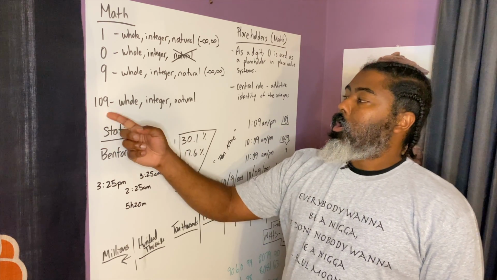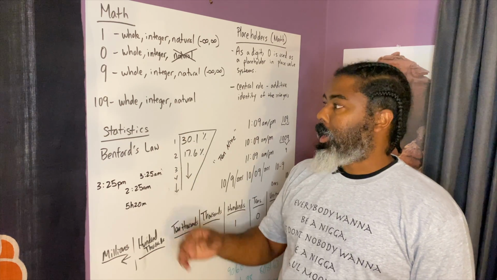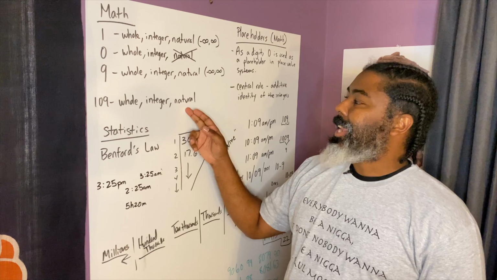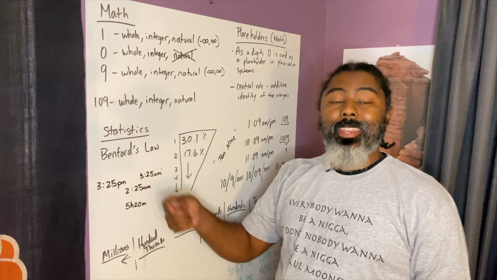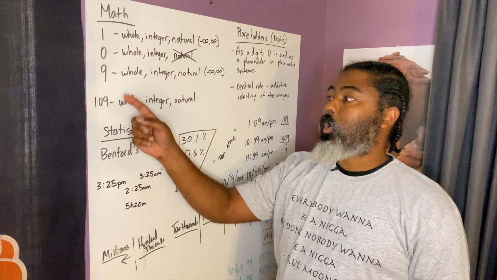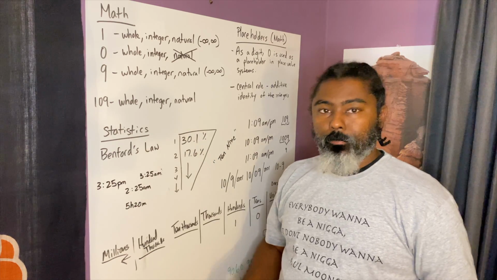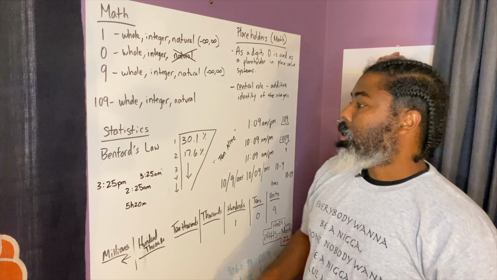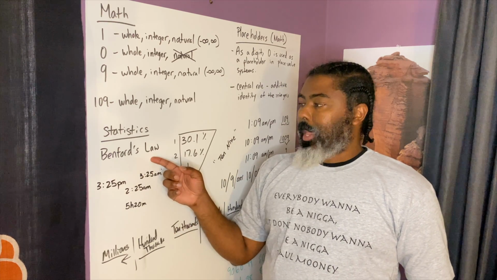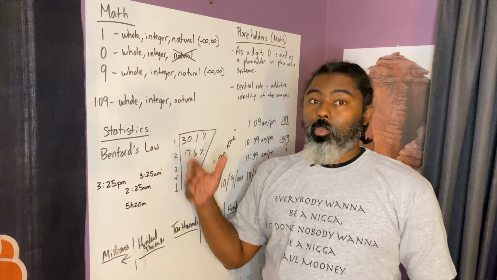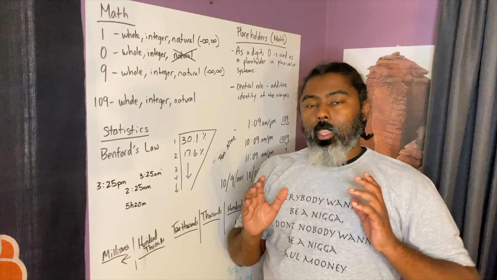So taken together, 1, 0, and 9, that's the whole concept, right? Whole, integer, and natural number define what 1, 0, and 9, 109, is collectively. That number together is a whole number, an integer, and a natural number. Now, one of the most interesting laws that I learned about relates to statistics. So we're moving from mathematics into statistics.